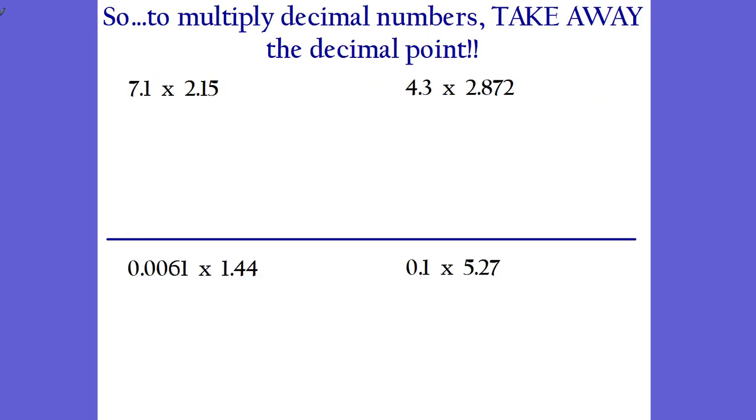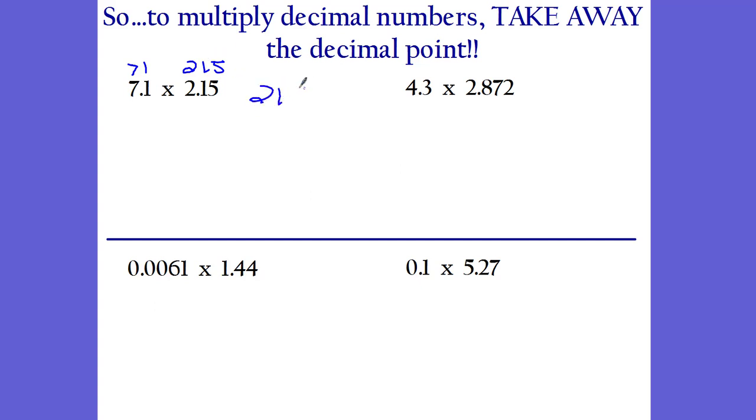So to actually multiply with decimal numbers, we're going to take away the decimal point. Forget about it, take it out, make them whole numbers. Multiply, and then determine how many decimal places you need in your answer. So in our first problem, if we take away our decimal point, we have the whole number 71. If we take out the decimal point, we have 215. So we're just going to multiply 71 times 215.